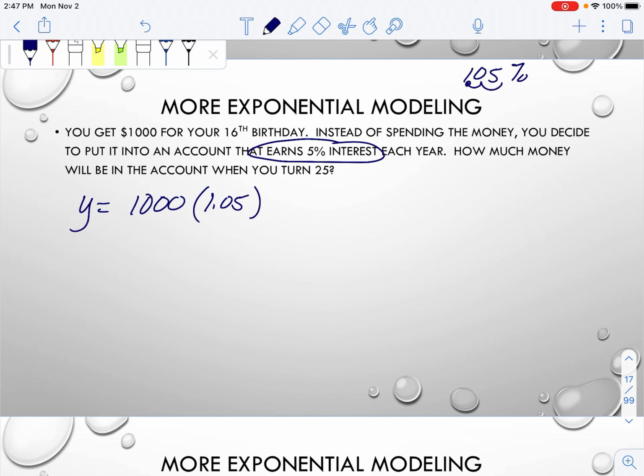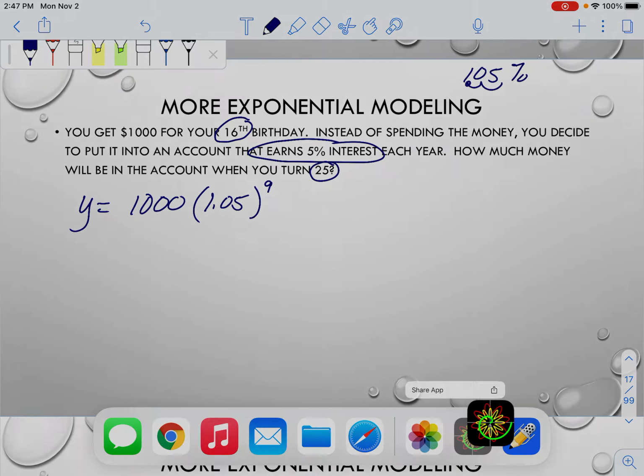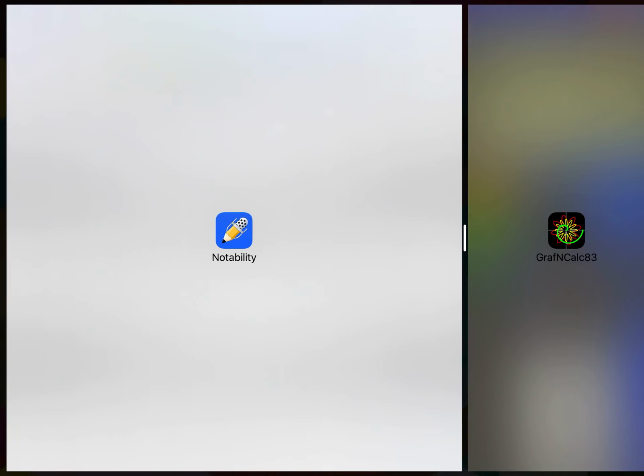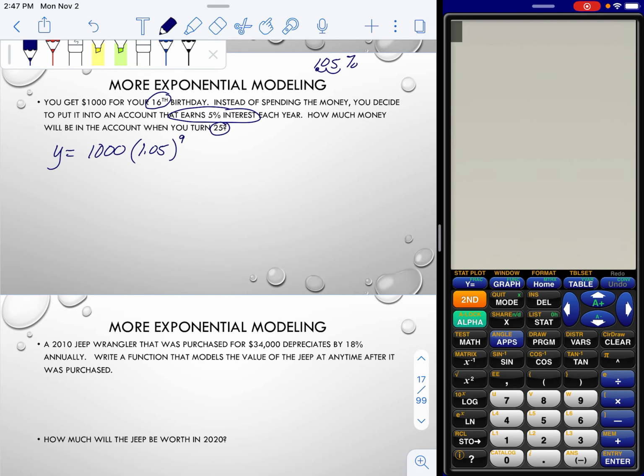Okay, now when we put this to our time, okay, we have to figure out, I got this when I was 16, now I'm 25, how many years went by? 9 years, so we raise it to the 9th power. Okay, and then we just jam it in our calculator to evaluate. So we have 1,000 times 1.05 raised to the 9th power. Okay, so $1,000 turned into $1,551.33.